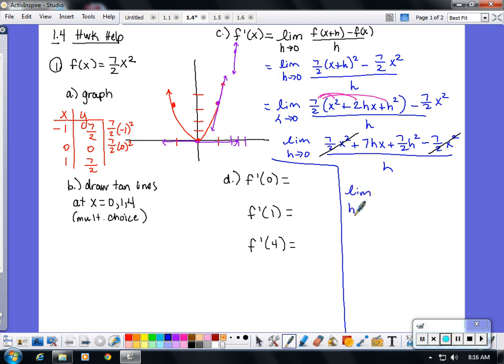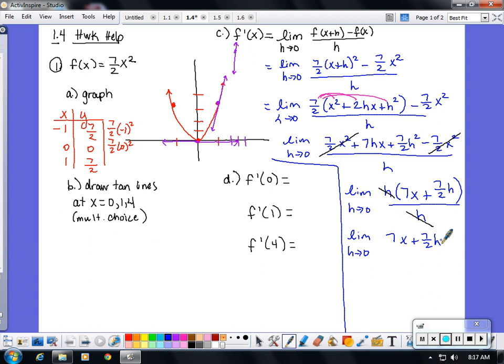And the whole purpose is to get rid of that h. So what I'm going to do on top, I want that h to cancel with the bottom. So on top, both those terms have an h in common. I'm going to factor it out. You're left with 7x plus 7 over 2 h. So if you redistribute that, you're going to end up with the leftover on the top. Now that you have the h factored out, you can cancel it out. And we're going to take the limit of just the 7x plus 7 over 2 h.